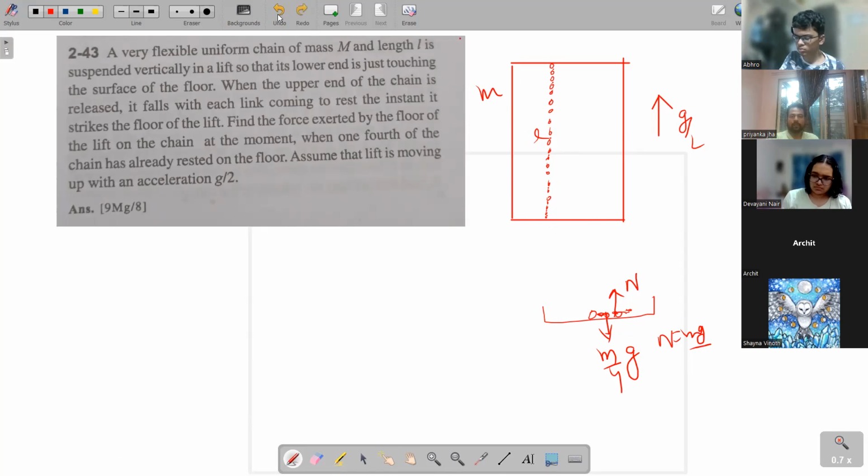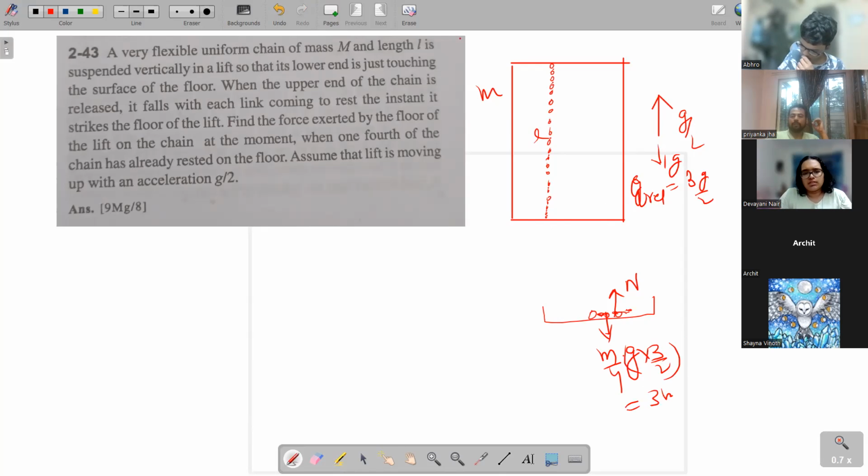No, this is wrong, because the chain is also moving now. So g effective, the relative acceleration, will be 3g by 2, because g is acting downward and the lift is going up. You just have to reverse this g by 2 and add it to g. It will become 3g by 2. So total weight applied by gravity on L by 4 length is 3mg by 8.